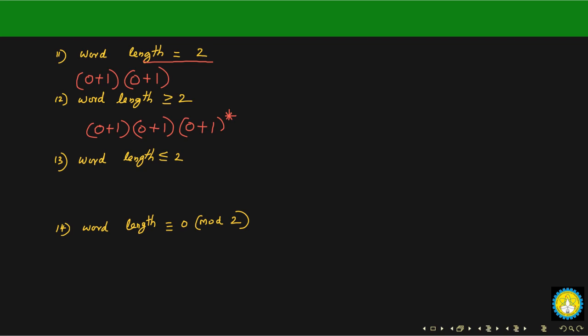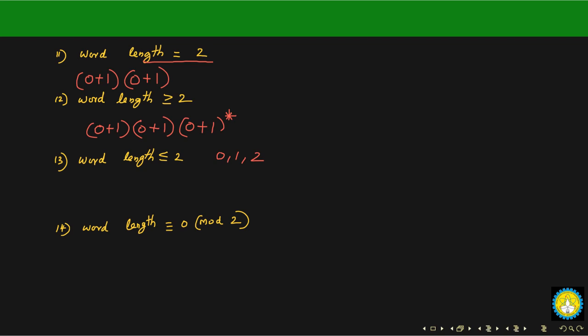Now, the next question is about the word length less than or equal to 2. This is slightly more tricky. Let's see how we can solve this. Remember that when we say less than or equal to 2, the word length can be 0, 1 or 2. Maximum it can be 2. So how can we represent this?